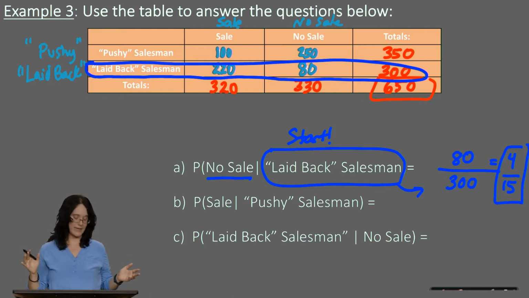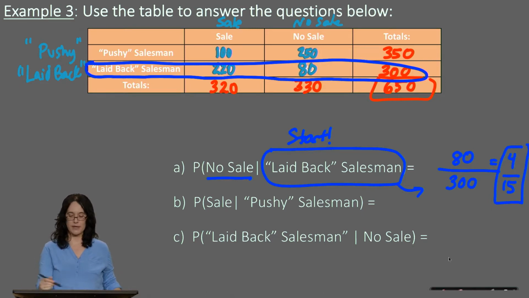Roughly, that's about 26.7%. So almost 30% of the time, if you know you had the laid-back car salesman, it was likely going to be a no sale, which means the complement of that, if you knew you had a laid-back car salesman, it would be 1 minus that number. So close again to a little over 70% of the time he made the sale. Okay, what about the next one?